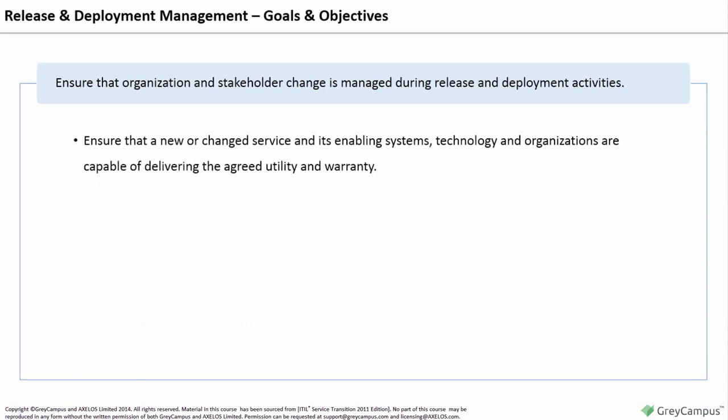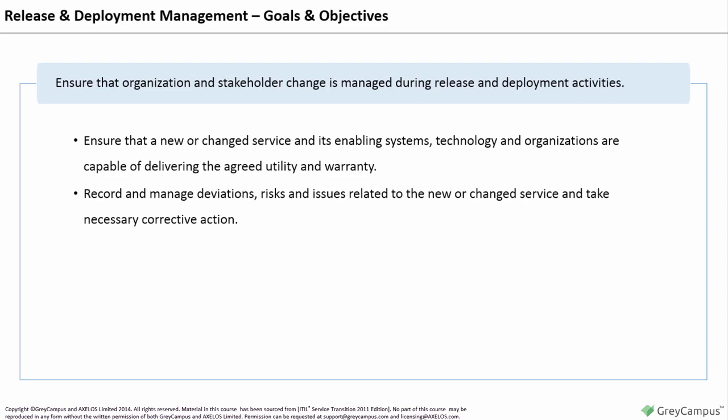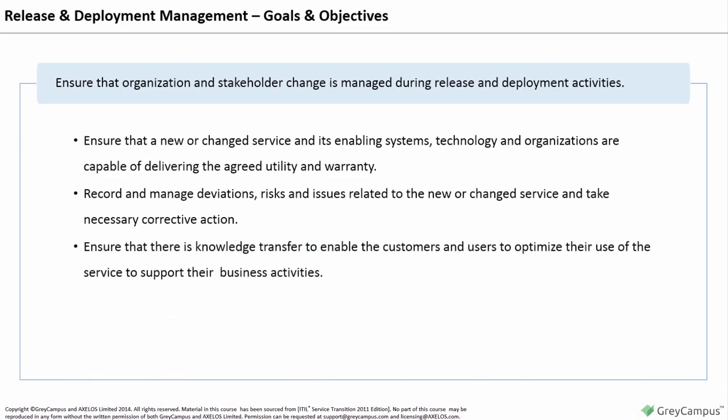Ensure that a new or changed service and its enabling systems, technology and organizations are capable of delivering the agreed utility and warranty. Record and manage deviations, risks and issues related to the new or changed service and take necessary corrective action. Ensure that there is knowledge transfer to enable the customers and users to optimize their use of the service to support their business activities.